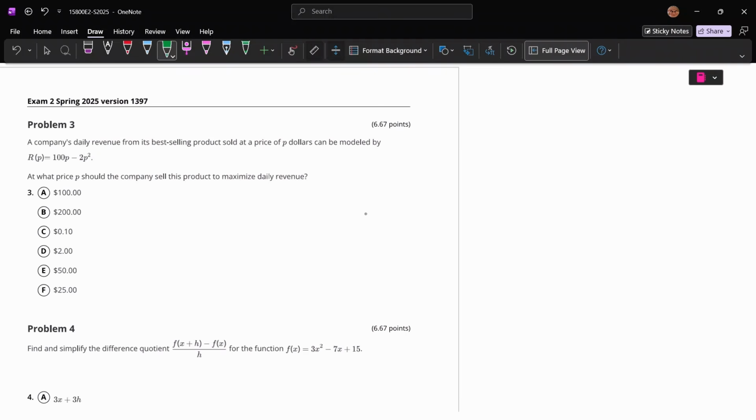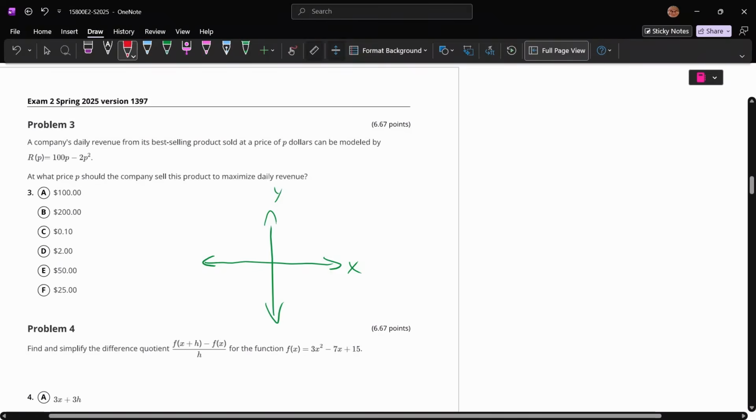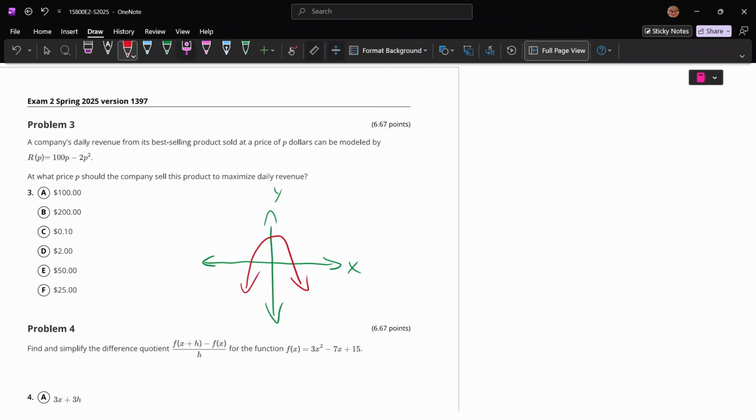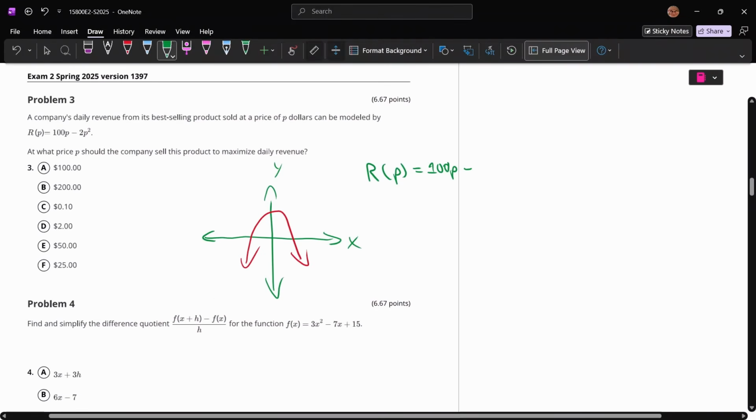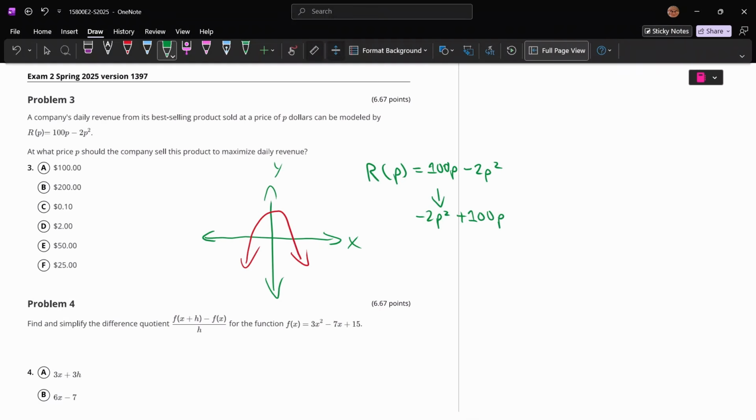So if you were to graph this, you'd end up with something that looks like this. So we got our xy plane here, and the function would look a little something like this. And the reason why I'm having it go downwards is because we also have a negative here. So let me rewrite this function to make it make more sense. We have R of P is equal to 100P minus 2P squared. I'm going to rewrite this as negative 2P squared plus 100P. So the most important term here is the one with the highest power, and we know that it's negative, and so that's why you end up with something like this.